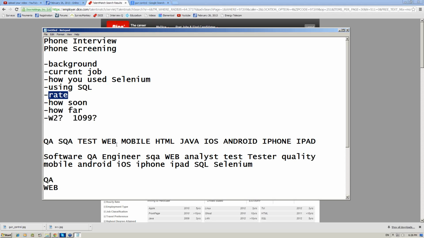Now, tell us what you know now about W-2 and 1099. What did you learn about it? When they ask me about W-2, they understand that there is no benefits and there is no coverage. It's just a contract job with no extra. That's what they explained to me.